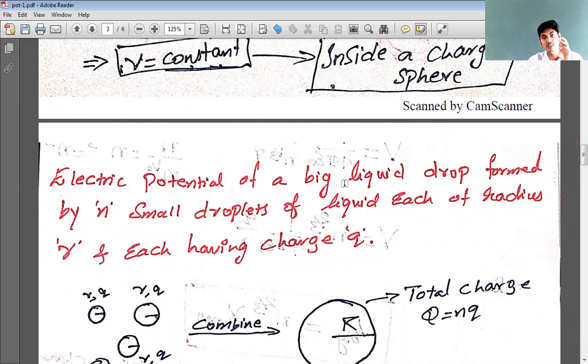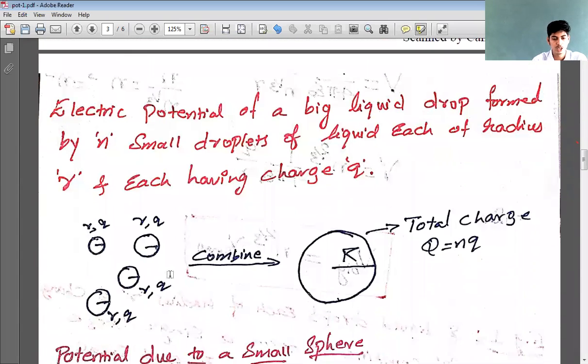How is that big liquid drop formed? It is formed by combining n small droplets of liquid, each of radius small r and each having charge small q. I have shown you some n number of small liquid drops, each of radius r and charge q. They combine and form a large liquid drop of radius capital R.